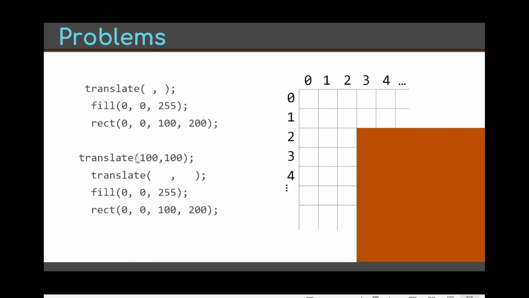Right, so we move the origin, 0, 0, would now be moved to 100, 100. But we want to draw this thing at 2, 3. So that means we need to move it left and move it up quite a bit. Does it make sense? Any questions on this?